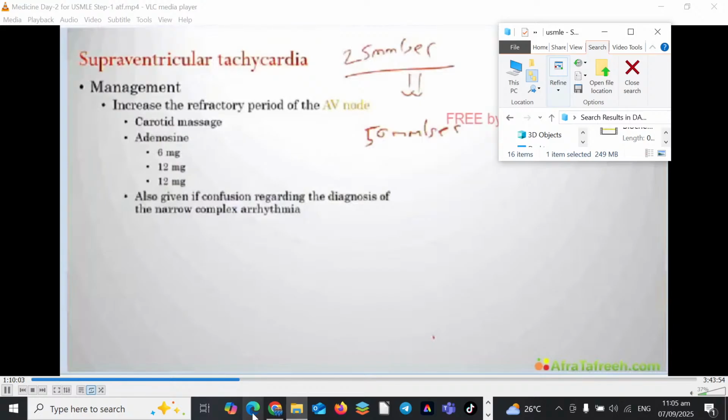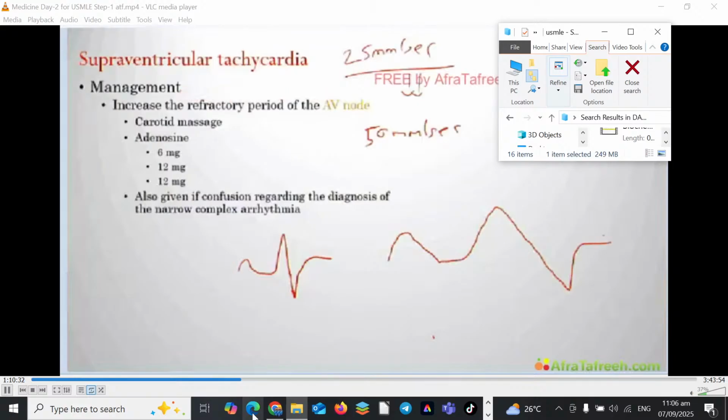What I was talking about, if there is any doubt in the diagnosis, what you do is you increase the paper speed. If you increase the paper speed, what this will do is you were having something like this. Okay? You were having something like this. When you increase the paper speed, you will have something like this.